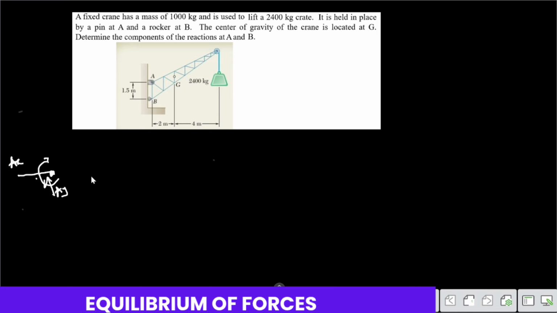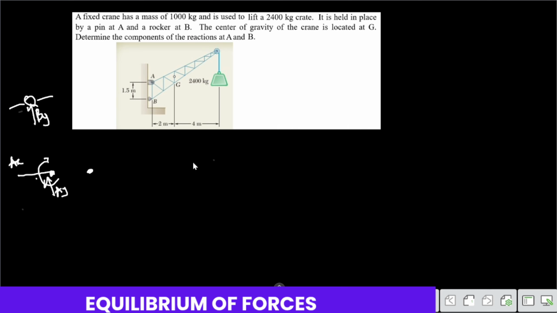Now let's look at the reaction at B. In the B reaction, we have a roller, which is more or less like a car tire. It allows movement in this manner and that manner, but doesn't allow movement in the downward manner. So that means there is a reaction that is opposing it. So we can call that reaction B y, because it's in the y direction.